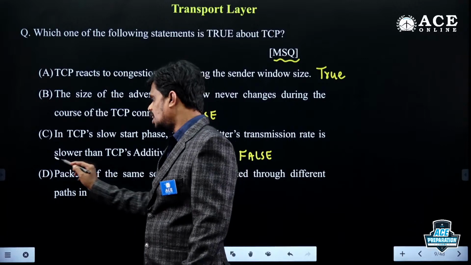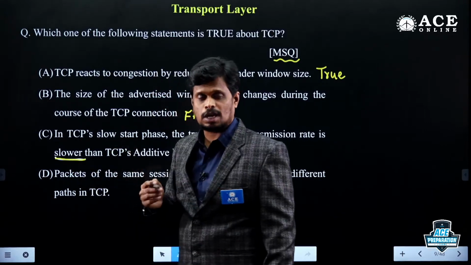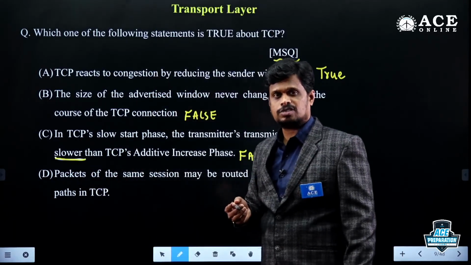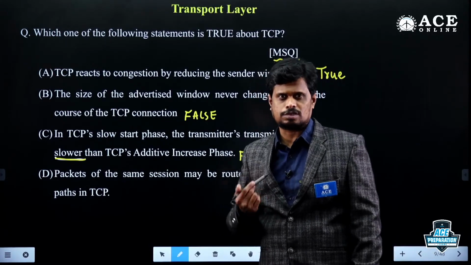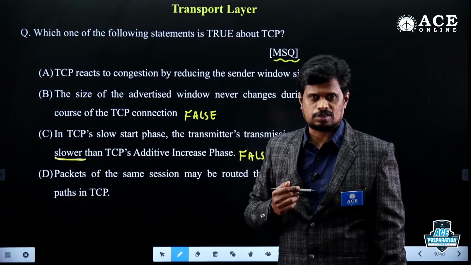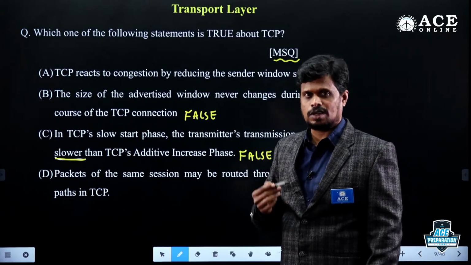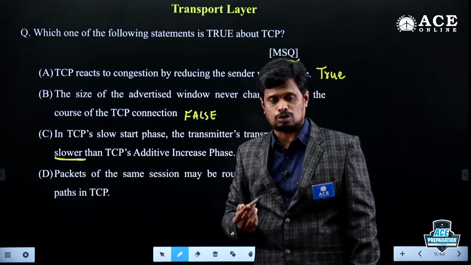Why is it faster? Might be that is a doubt. Why it is faster is because there is an exponential growth in the congestion window size in the case of slow start phase. But in the case of additive increase phase, we have a linear increase, okay, linear growth.